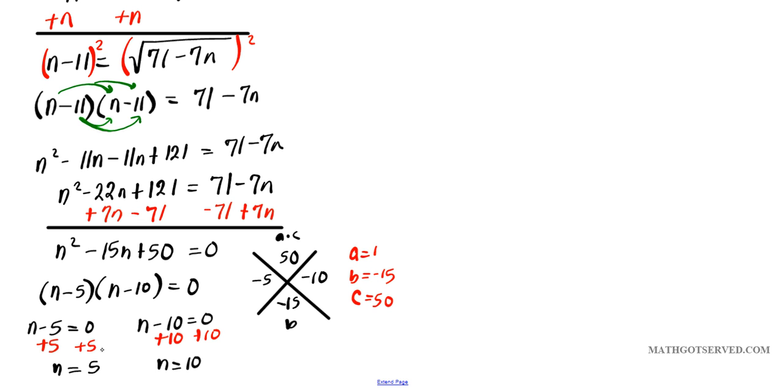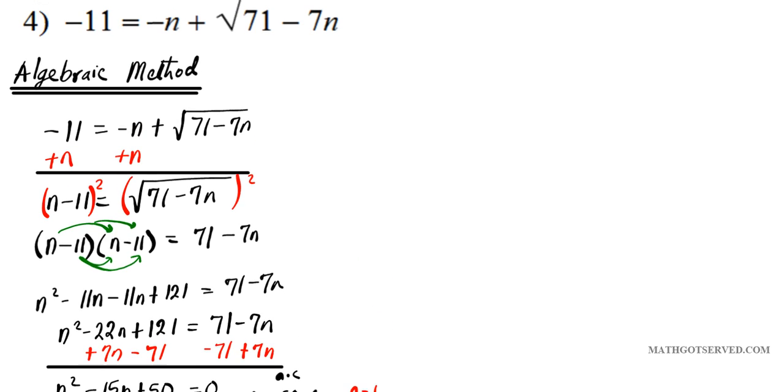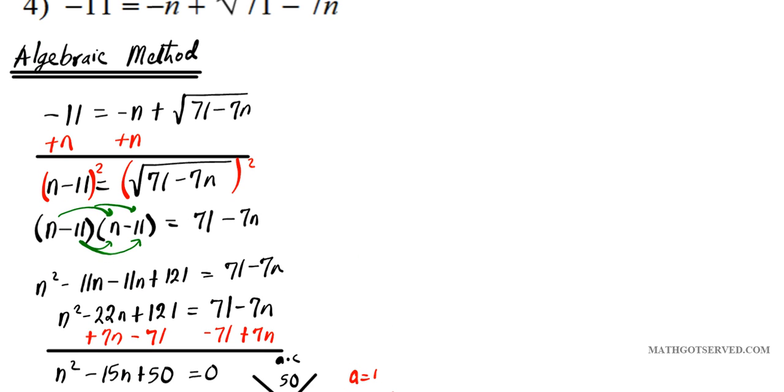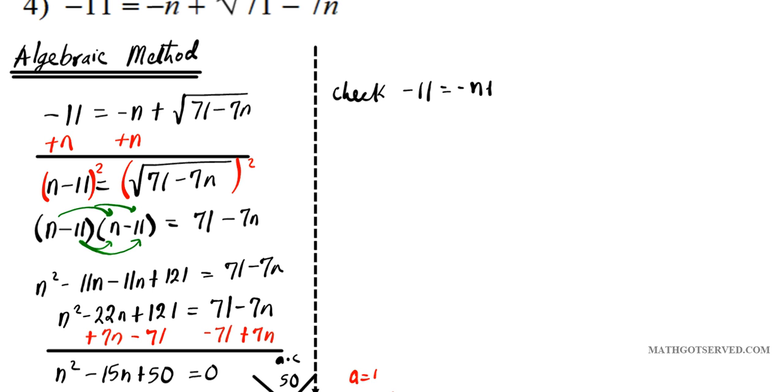Okay? So are these two answers valid, or is one or both extraneous? To determine if these are actually answers or not, we have to do our check. Okay? So let's go ahead and carry out our algebraic check. All right, so we're plugging it into the equation: negative 11 equals negative n plus root 71 minus 7n.